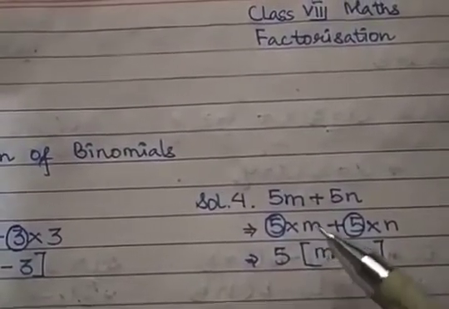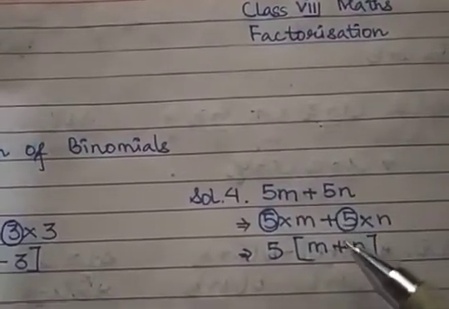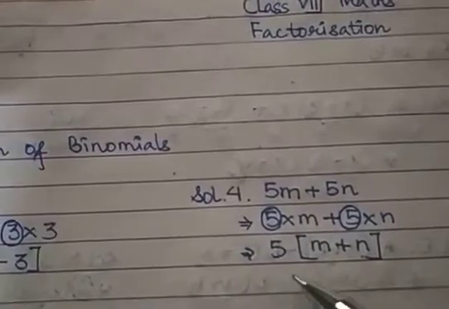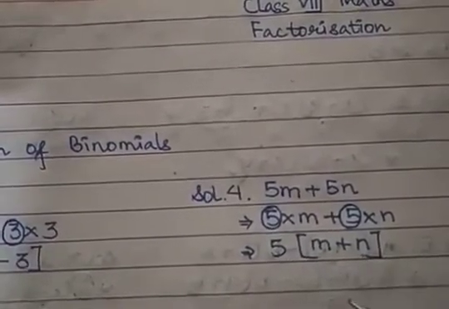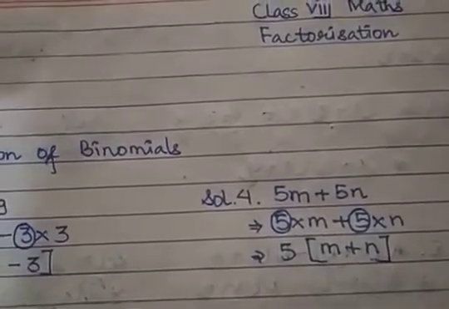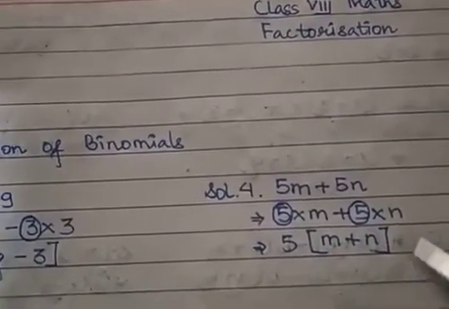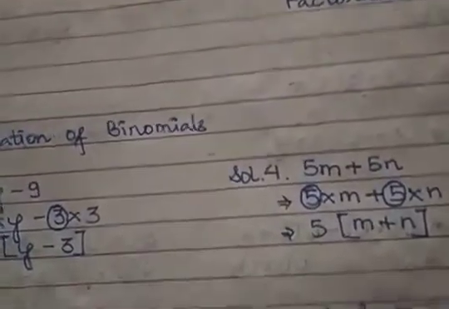What's left from the first term? M, isn't it? The sign remains the same as I said, plus. And what's left from the second term? N. So we got our answer as 5 bracket m plus n. It's in the factor form, isn't it? Because the bracket signifies multiplication. Okay, it's an easy one, isn't it? So let's do a few more sums.